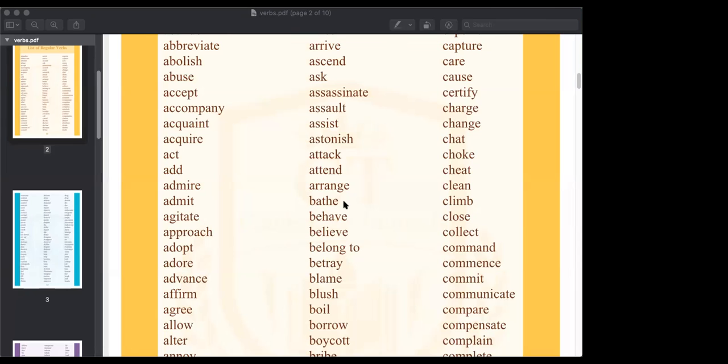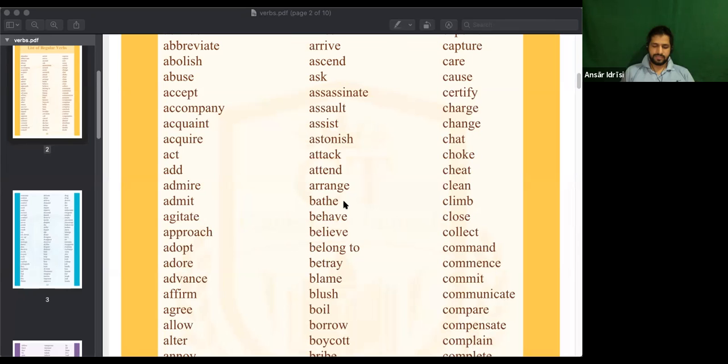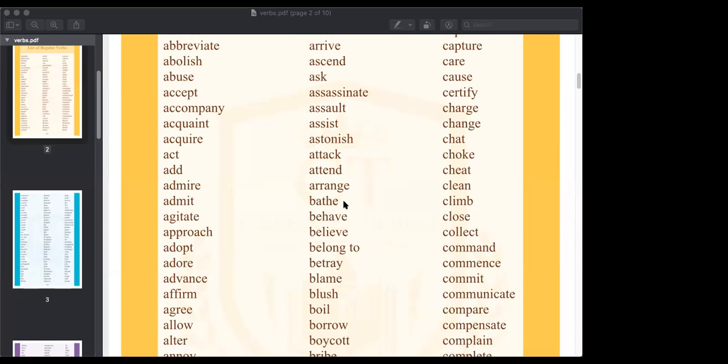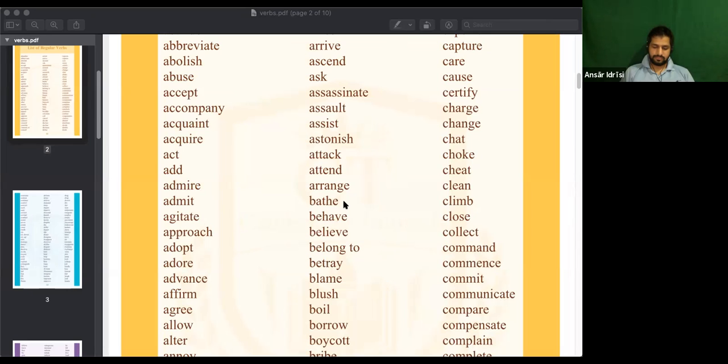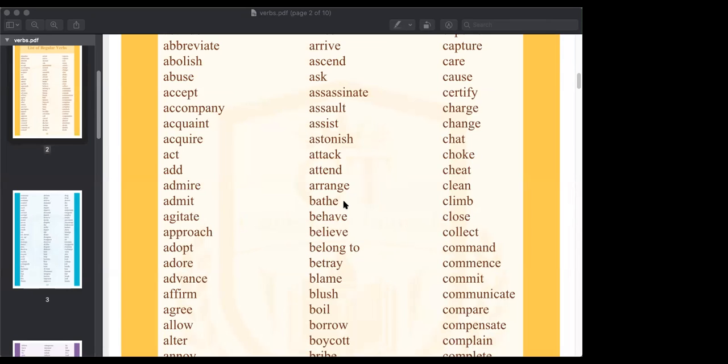Chalo, next. She used to affirm. Did she used to affirm? She didn't used to affirm. Affirm. Next. He used to blush. Did he used to blush? He didn't used to blush. Very good. Next. She used to punish. Did she used to punish? She didn't used to punish. Very good. Next.